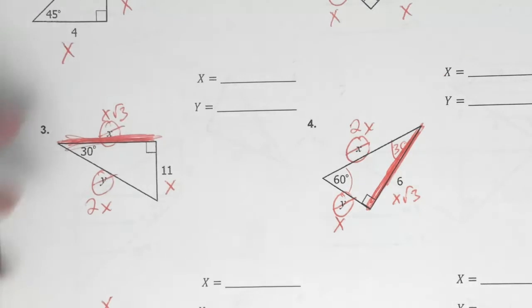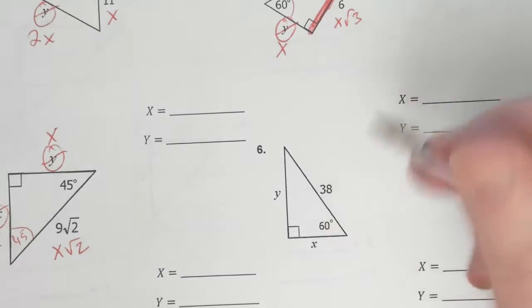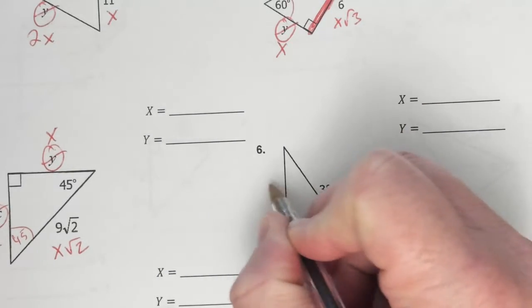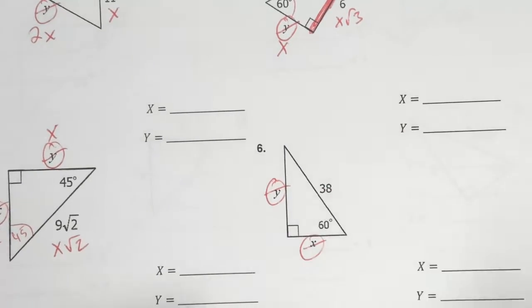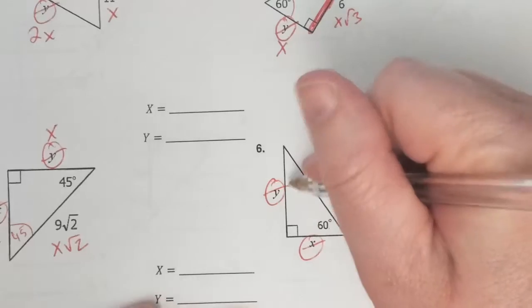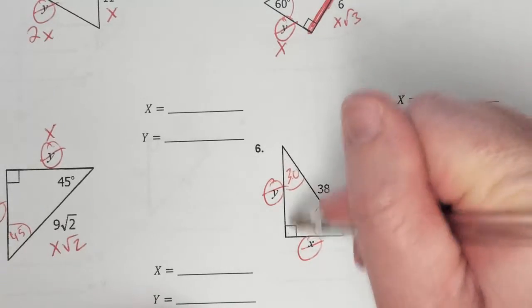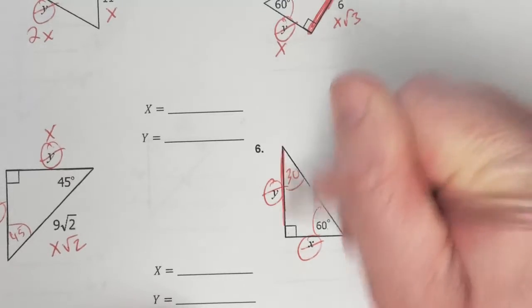Excellent. All right, and then let's go down to number 6. Step 1, ignore your variables. Step 2, we're going to label. So there's 90 and 60. Where's the 30? That has to be 30. That's the only angle left, right? So there's 30. Between 30 and 90, that is the fold.